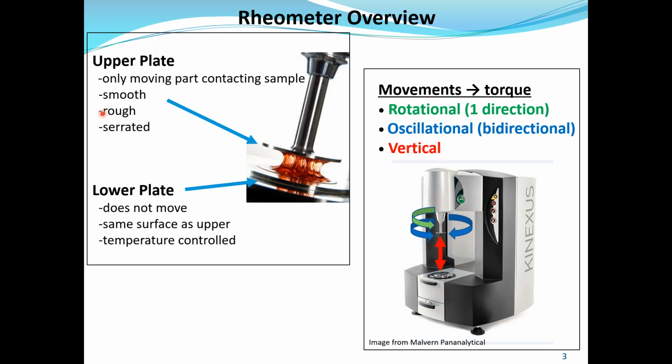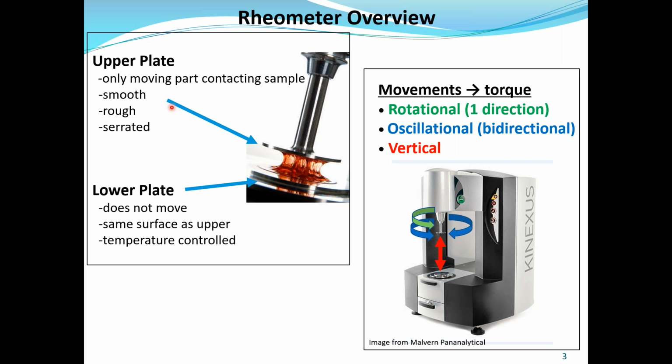So before we get into principles and applications, I'd like to just take a minute or two to talk about the rheometer overall. As we can see, there is the upper plate and the lower plate. The upper plate is the only moving part that actually contacts the sample. It can be smooth, rough, or serrated. And the lower plate does not move. It is usually the same surface as the upper plate, and it is exquisitely temperature controlled.